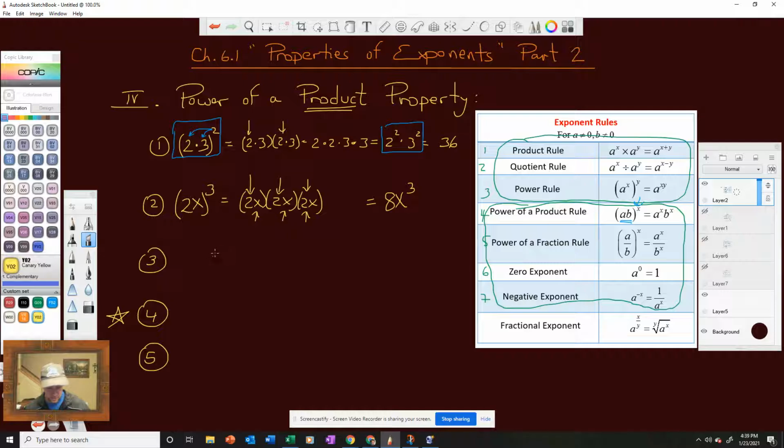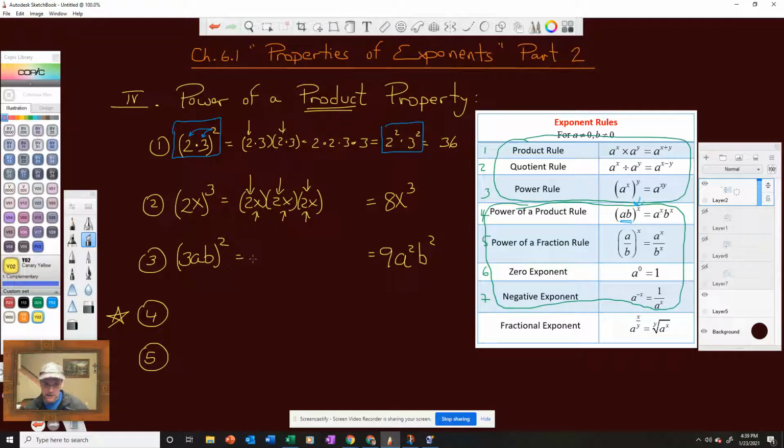Good. So try this one. Now I want you to pause the video and see if you can figure out what this one is. 3ab squared. Pause the video and try it. Well, you should have done this, realizing that the 2 applies to the 3, the a and the b, so 3 squared is going to be 9, a squared is a squared, and b squared is b squared. Did you get 9a squared b squared?